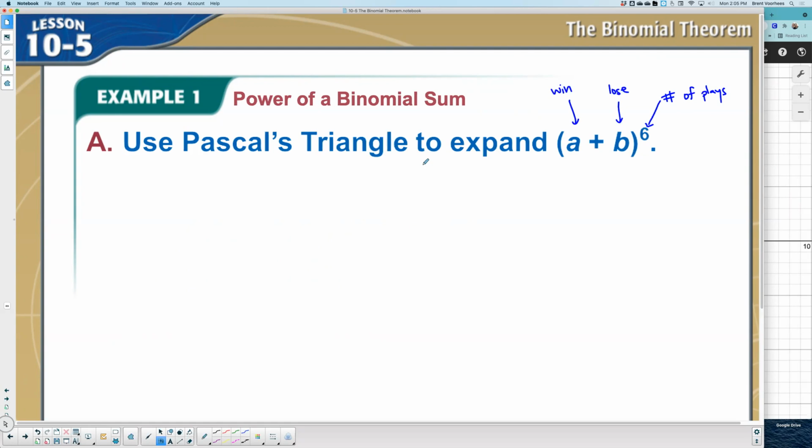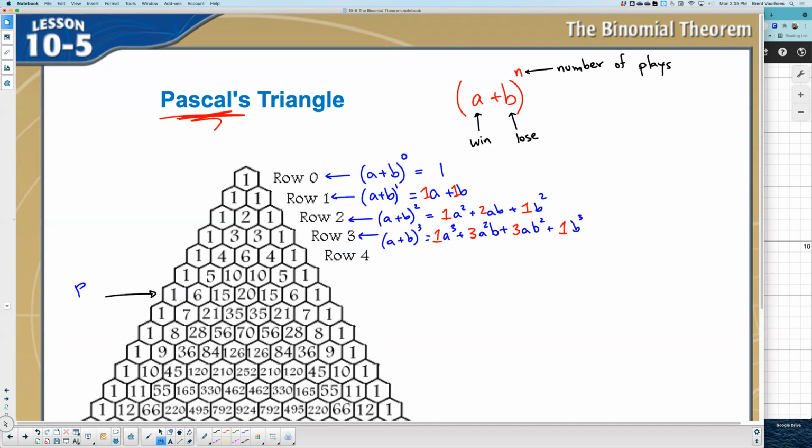Okay, so if you were going to expand this without actually multiplying A plus B times A plus B times A plus B times A plus B 6 times, the way you do it is you would go to your Pascal's triangle and get the row 6 values. Whoops. So look on row 6. Here's row 6. It's the one that starts 1 and 6. This is row 6. Here are my values. Let's write those down. Okay, I can't have them on both. Actually, I could.